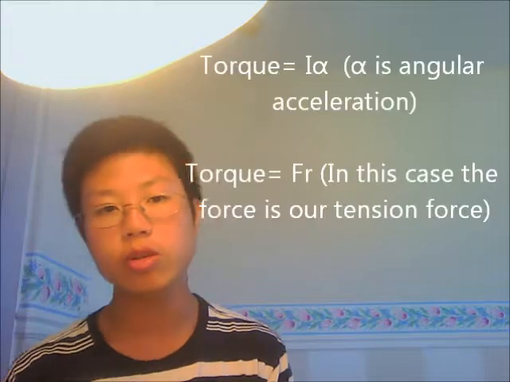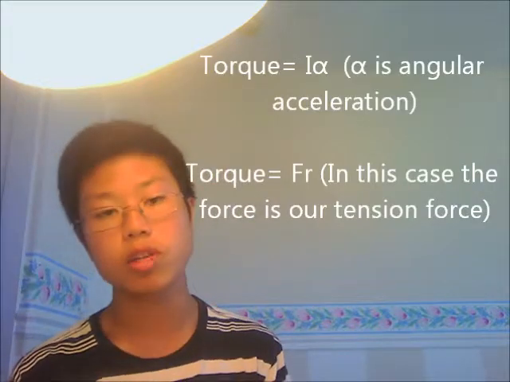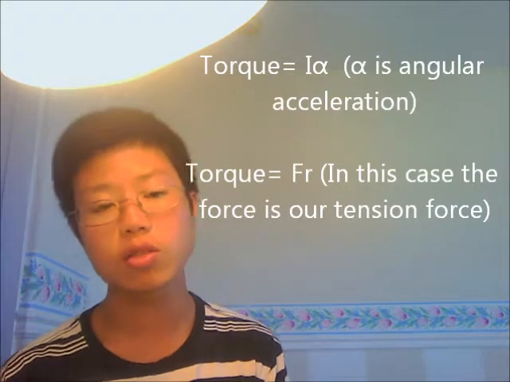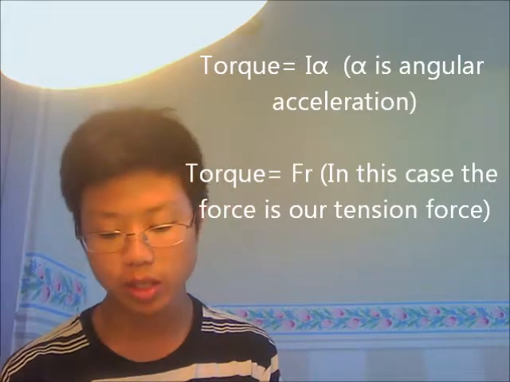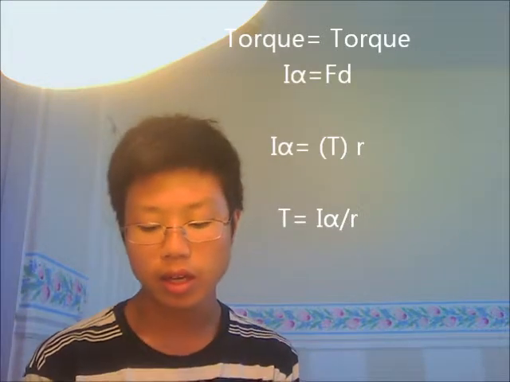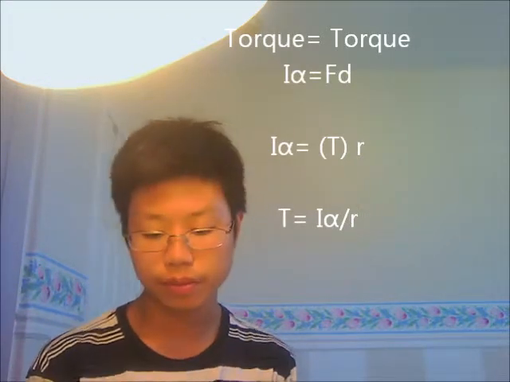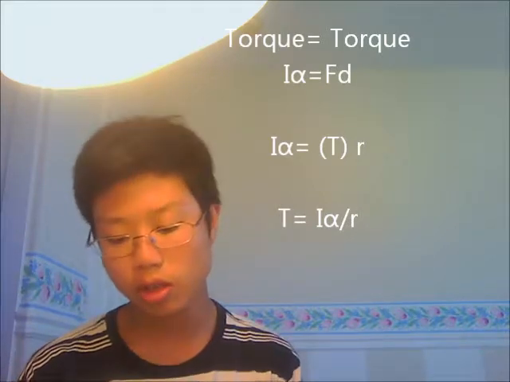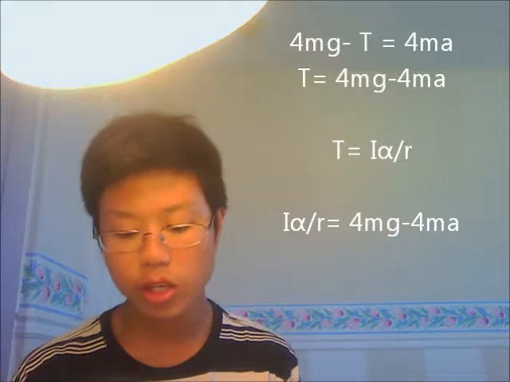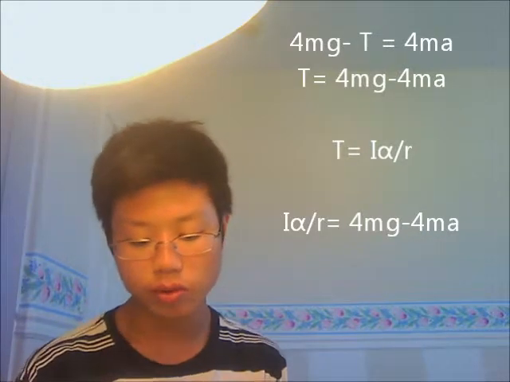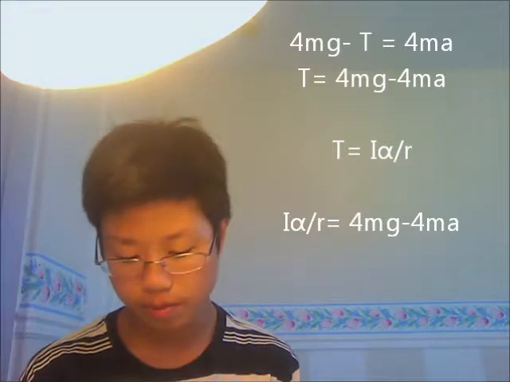Next, we can proceed to find the tension force by using what we know about torque. We know that torque equals I alpha, and that torque is also equal to the tension force times the radius. Setting these two torque equations equal to each other, the tension force is equal to I alpha over r. Substituting this new expression into our full equation, we have I alpha over r equals 4mg minus 4ma.